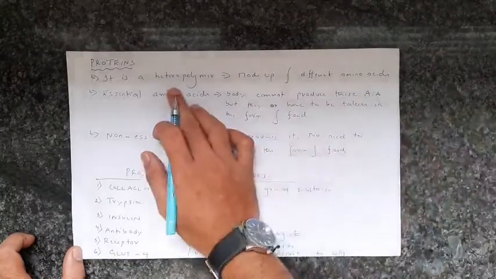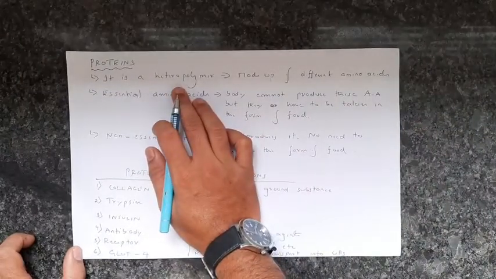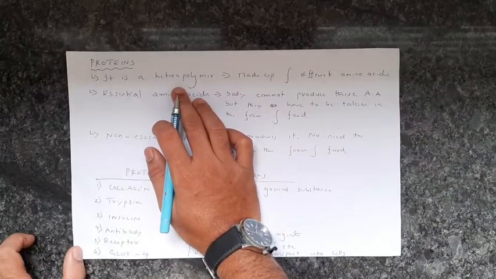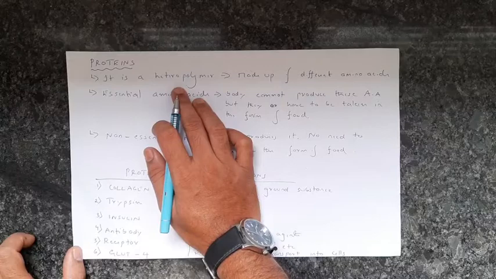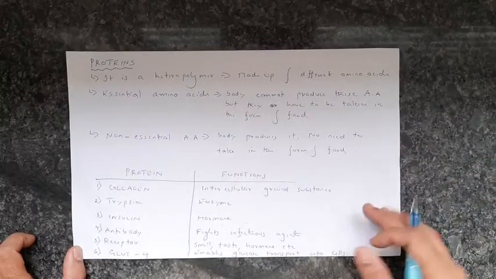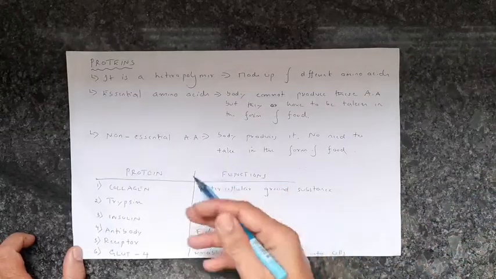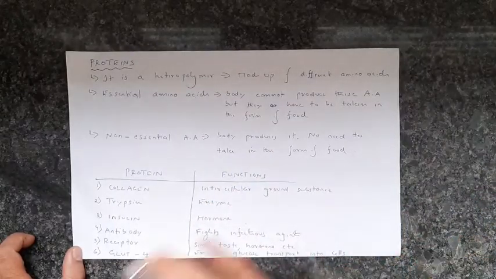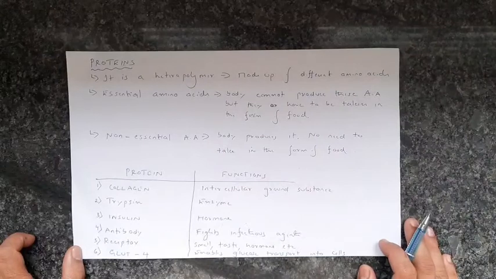So that's a heteropolymer. A long chain of protein which is made up of different types of amino acids, but a protein can contain only 20 types of amino acids, though the number of individual amino acids can be more. Okay, so it could be like 100 amino acids, but if you just see the types, it should be within 20.